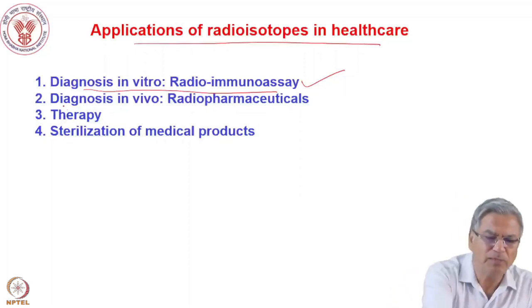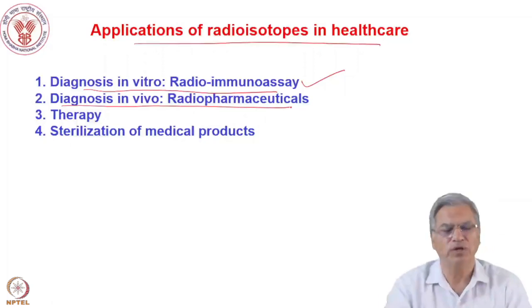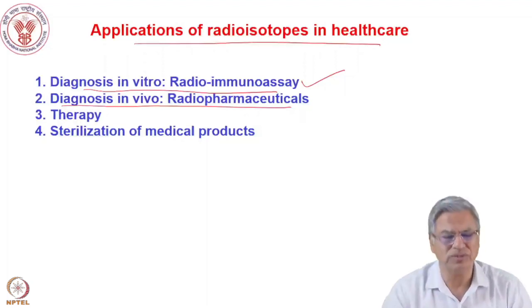In vivo, in the body, if you introduce certain radioisotopes, then you can do investigations of diseases, and the chemicals that are introduced in the body in vivo are called radio pharmaceuticals. They are like medicines, they are pharmaceutical compounds, but they are labeled with the radioisotopes. So we'll discuss them in this lecture.